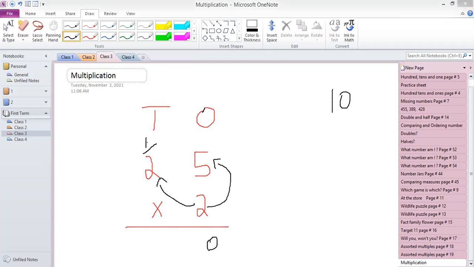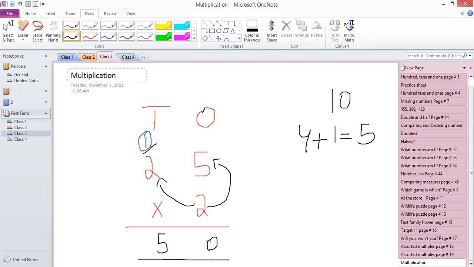Very good. In 4, you will add this one. So it will be 4 plus 1, and that is equal to 5. So you will write here 5. So 25 multiplied by 2 is equal to 50.